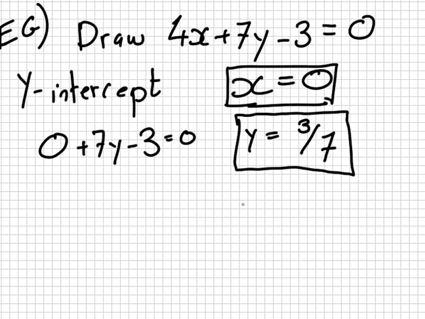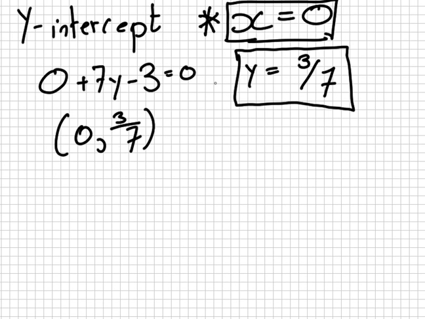So that's our first point done. We know that 0 and 3 over 7 is a point on the line. We always do this, this is our choice. It's on the y-intercept. Now next we'll do it the other way.